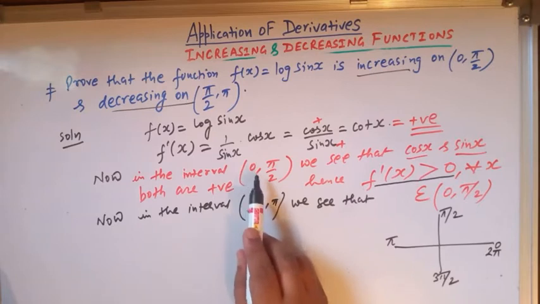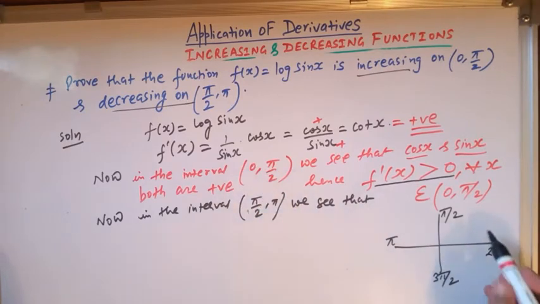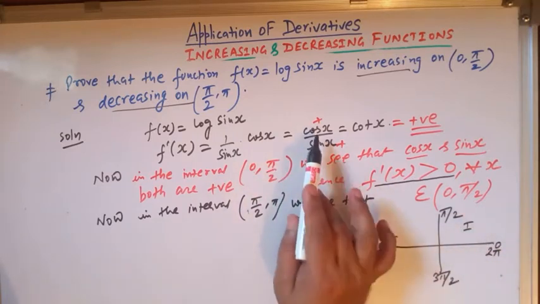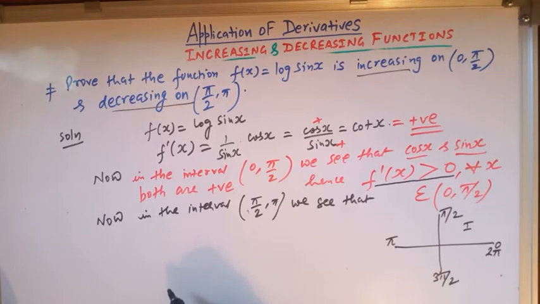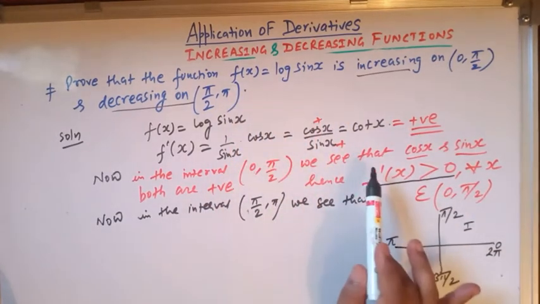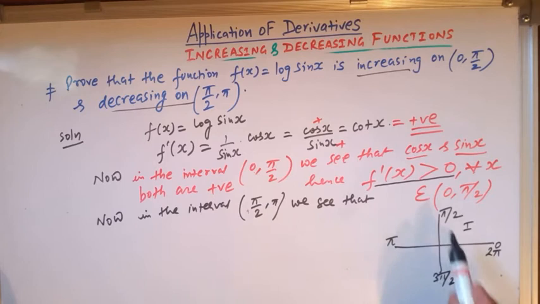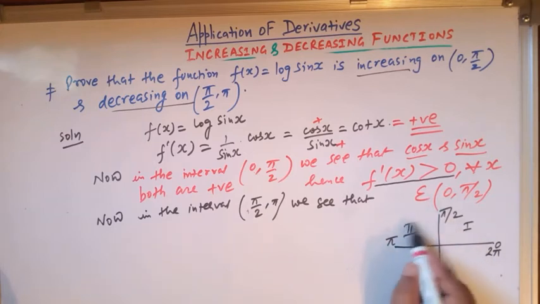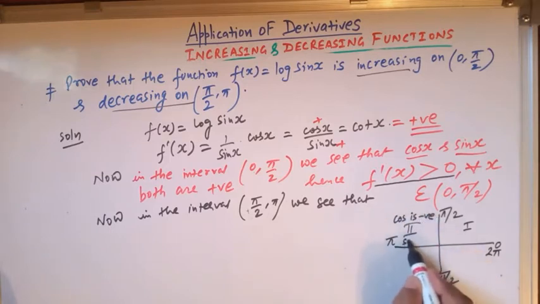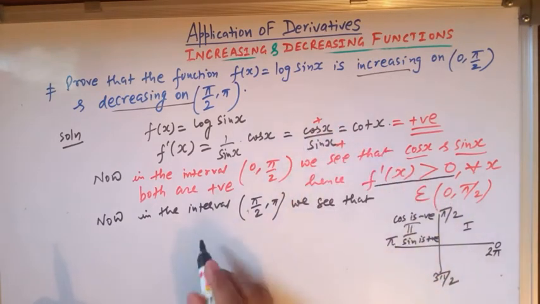So when we are in the interval 0 to pi by 2, that is we are in the first quadrant, sin x and cos x both are positive. Therefore, this derivative is positive. Hence, this function is increasing. Now, in the interval pi by 2 to pi, that is we are in the second quadrant, and in the second quadrant, cos is negative, but sin is positive. Clear?